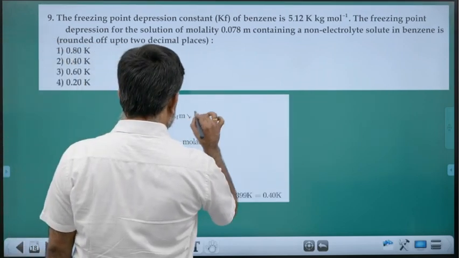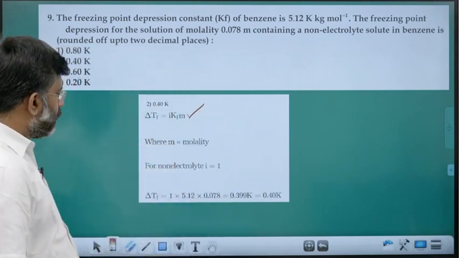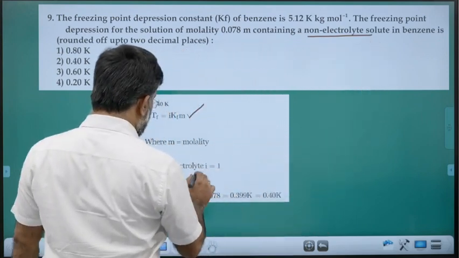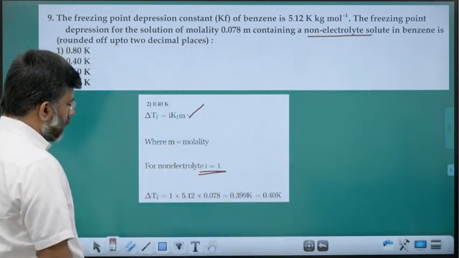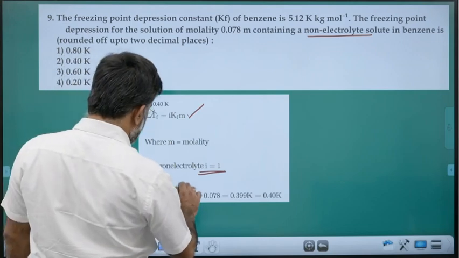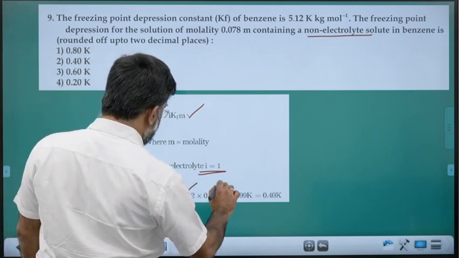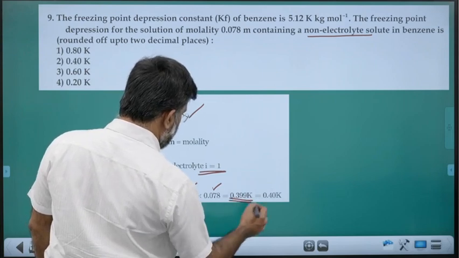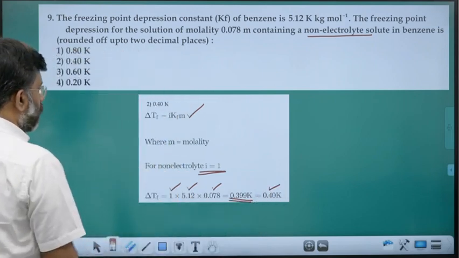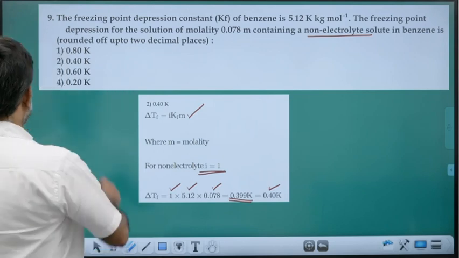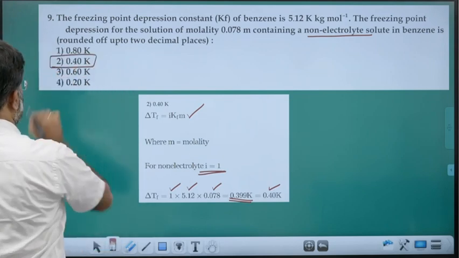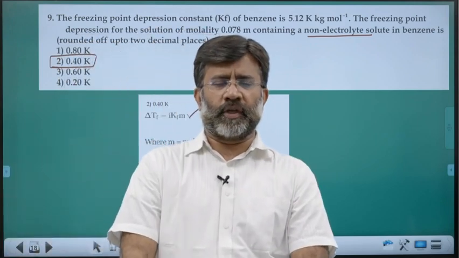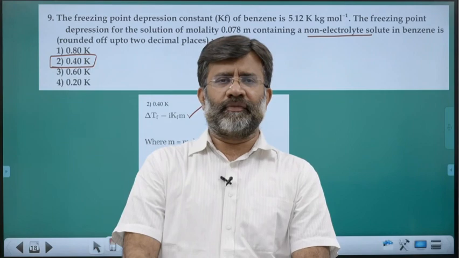Delta Tf is equal to i into Kf into m. Since it is a non-electrolyte, you can take i equal to 1 and substitute i, Kf and molality. You get your answer, 0.399. That is close to 0.4. Which one? Second choice is the correct answer. So just substitute in the equation. Delta Tf is equal to i into Kf into m.